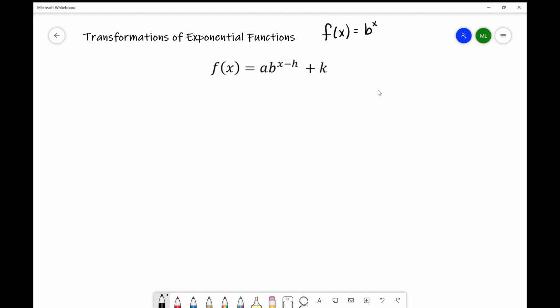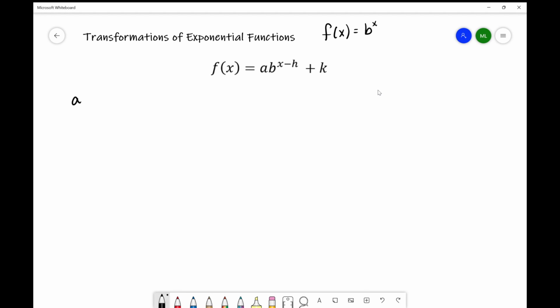So what does the a mean? What does the h mean? What does the k mean? Because right now, all we know that looks normal so far is this b to the power of x. That's what's familiar to us. The manipulations come in a, h, and k. So let's go from left to right. Let's start with what a means.